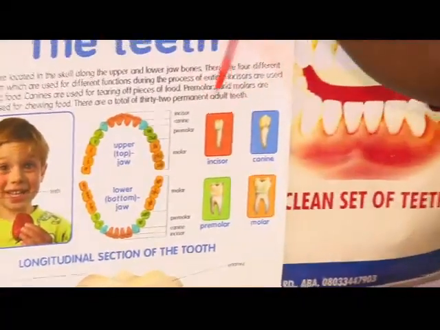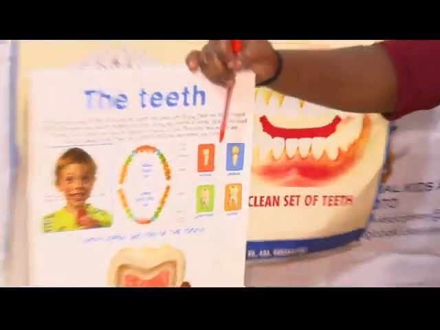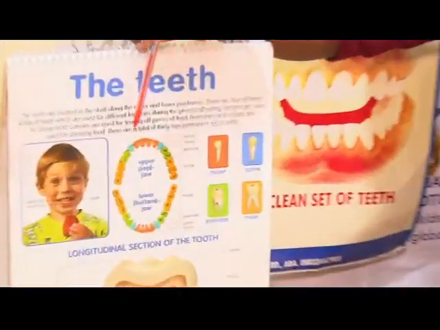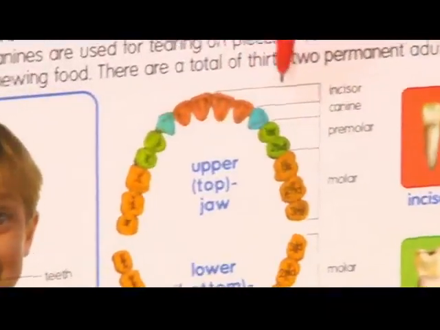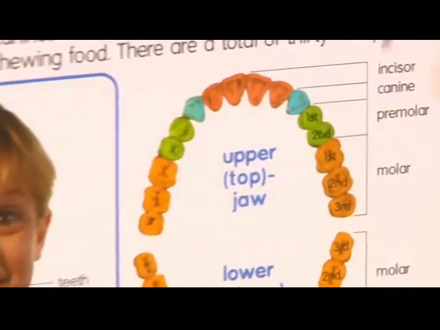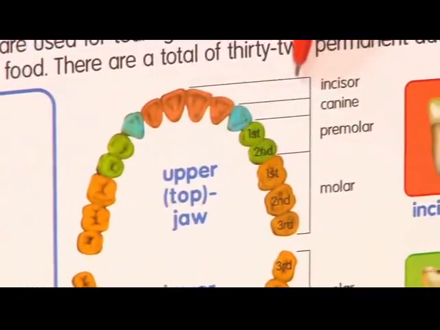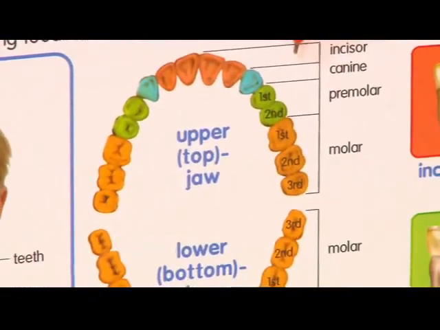Let's talk about the second type of teeth. The second type of teeth are the canines. The canines are the sharp teeth next to the incisors on both sides of the mouth. That is, on each side of the mouth, we have the canines. The canines are 4 in number.